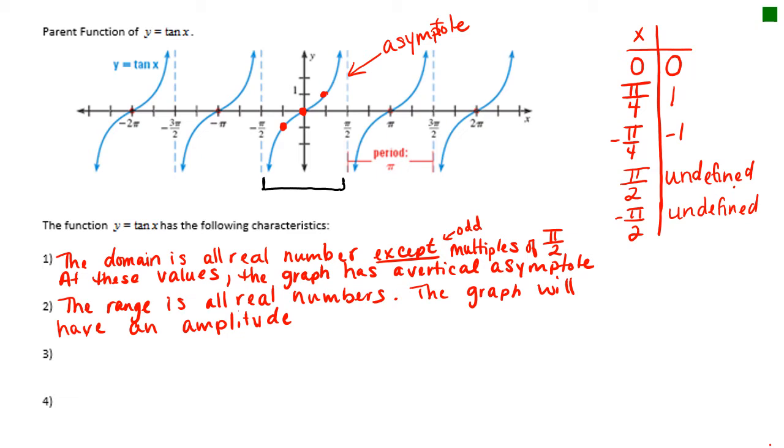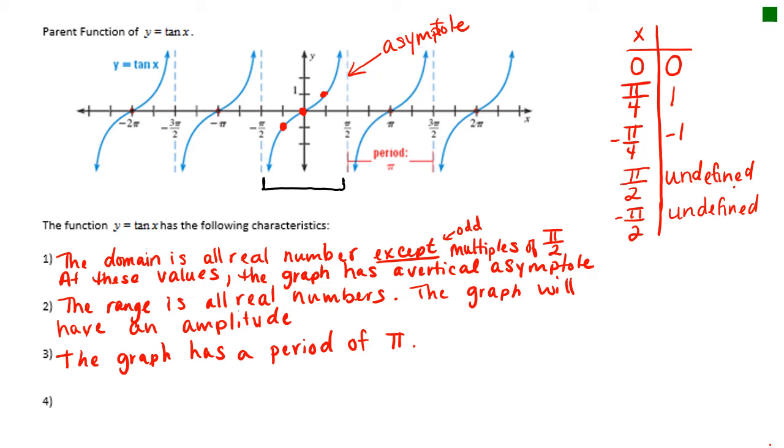The graph has a period of pi. So every pi, tangent repeats. And the reason why is, if you think about the quadrants, in quadrant 1, tangent is positive. In quadrant 2, tangent is negative. When we go back down to 3 and 4, it's positive and negative again. So it's positive, negative, positive, negative, and it just keeps repeating that way.